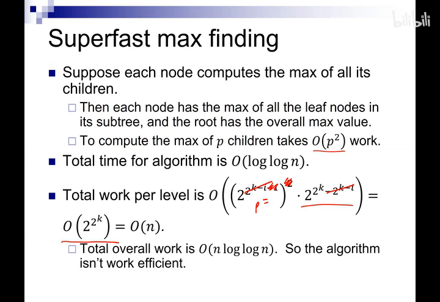And then the total work for the entire algorithm is going to be just n work per level times the number of levels. So this is not quite a work-efficient algorithm yet, because to be work-efficient, the work that you need to do to find the max of n numbers is simply n. And here we're doing n times log n amount of work. So we're not work efficient yet.